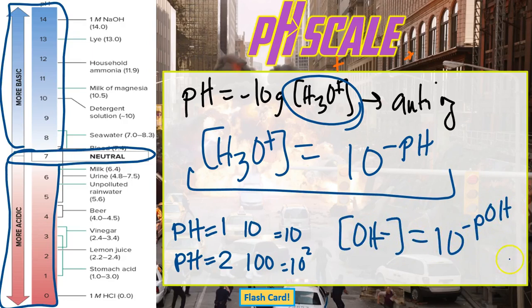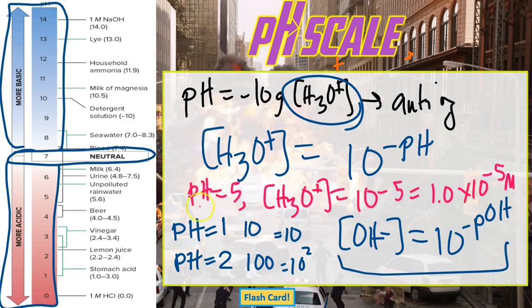It's the same thing. So if I want to find the OH minus concentration, I'll take 10 raised to the negative power, whatever the pOH is. And so, of course, this is going to be very useful when it comes to calculations, right? So, for example, if I have a pH that equals 5, and I need to find the H3O plus concentration, I can use this expression.